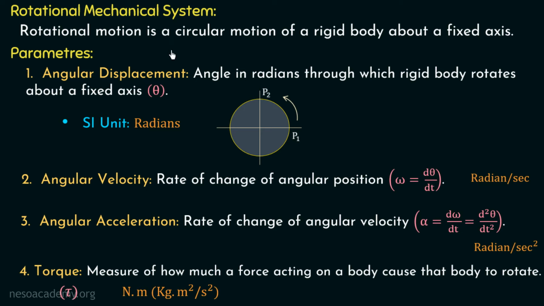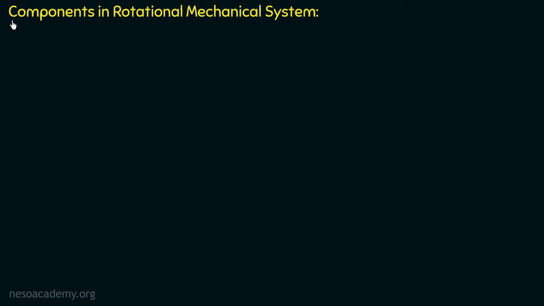We'll be discussing these parameters as we deal with rotational mechanical systems. We will now move on to the components or the elements present in rotational mechanical systems. So moving on to the components in a rotational mechanical system, there are three components, or we can say three elements, present in a rotational mechanical system.